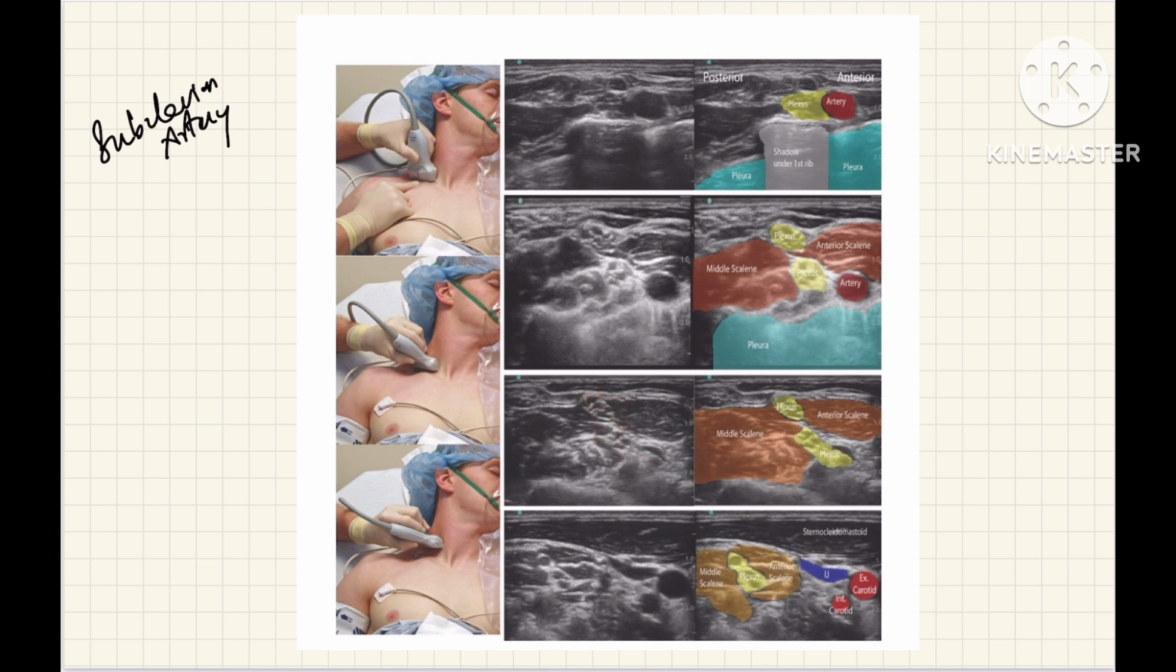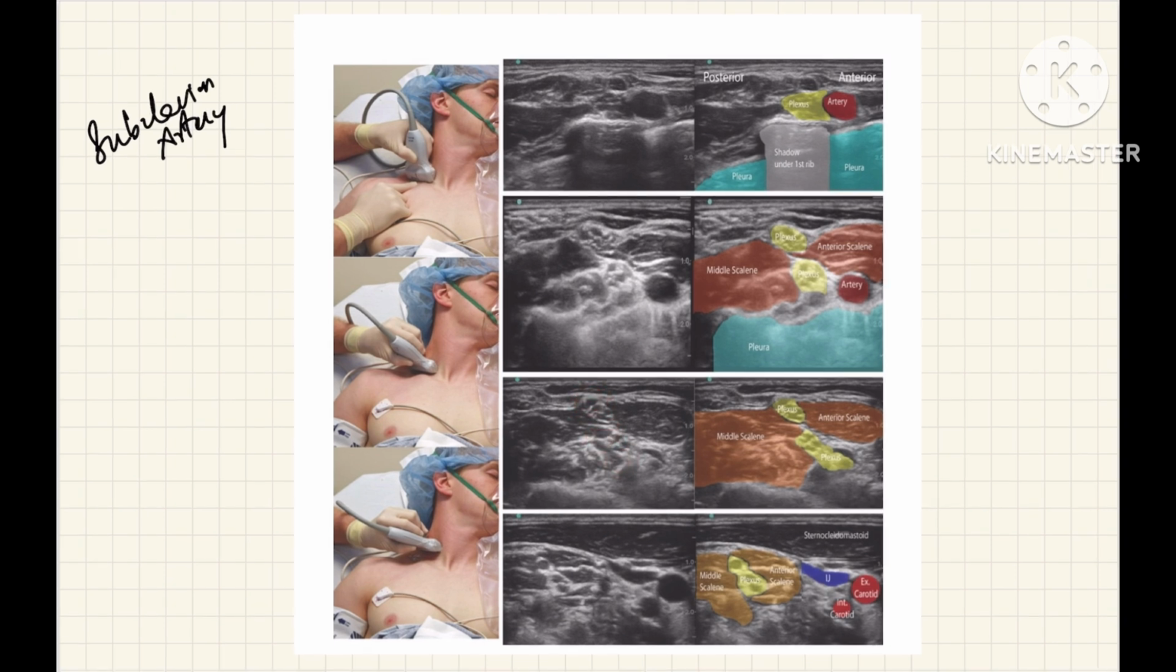And these can be identified as the traffic signal sign or the three dots which can be seen in the ultrasound image. As we move up, we can see the anterior scalene and middle scalene muscles and the hypoechoic plexus along with the external and internal carotid artery and internal jugular vein.